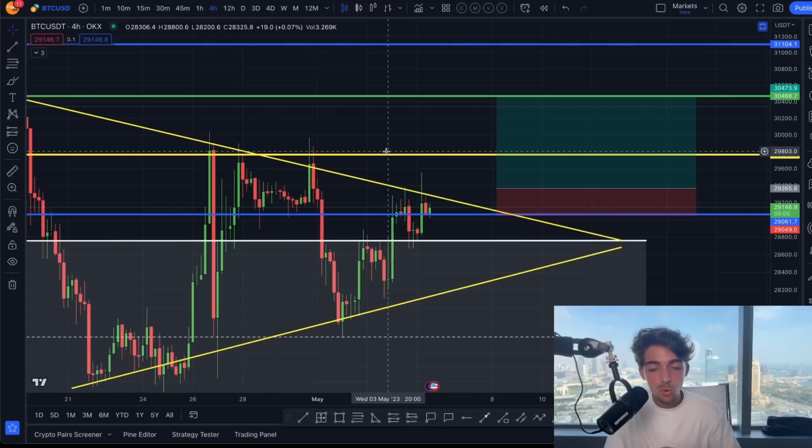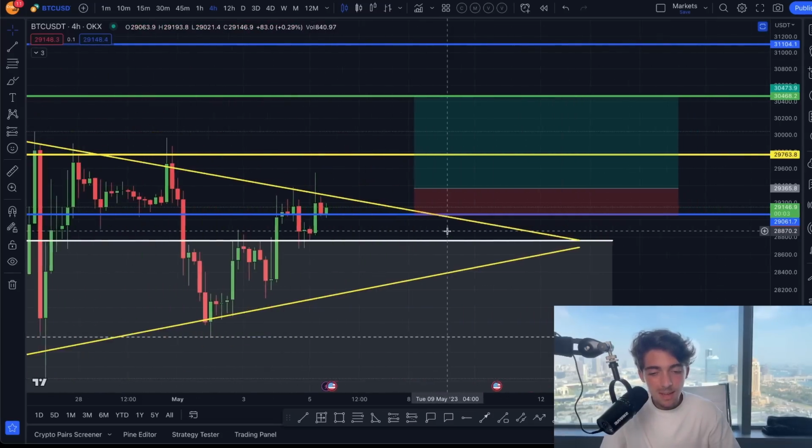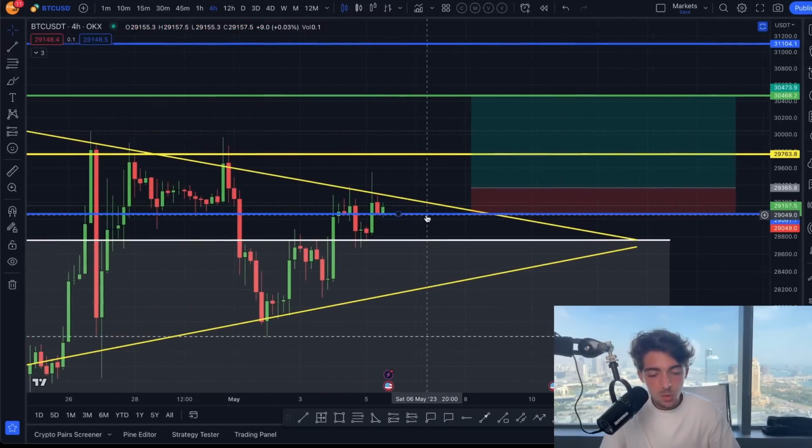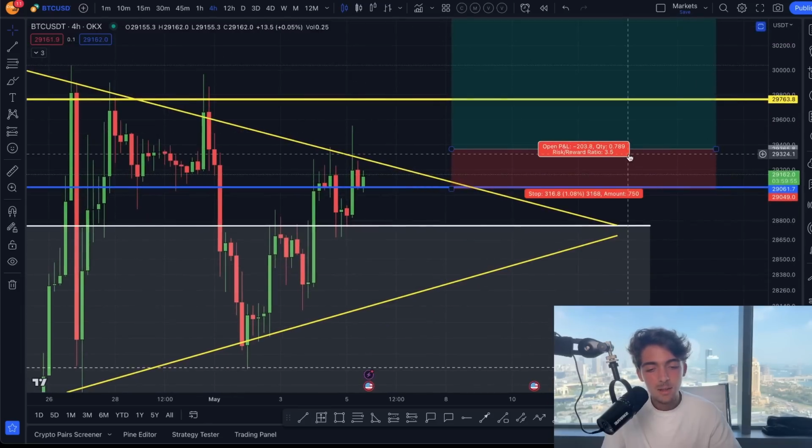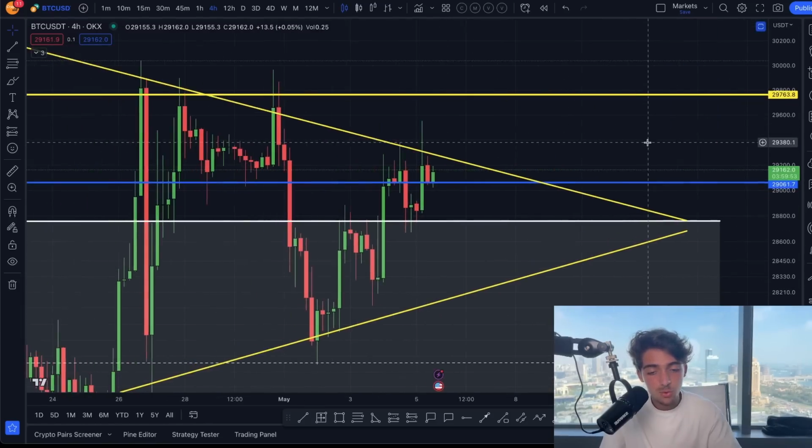Now for a potential short position, it could be a nice scalp trade to open a short below this 29.1K, but I'm more of a longer time frame trader, so that was a nice longer time frame trade for me, a swing trade right over there.